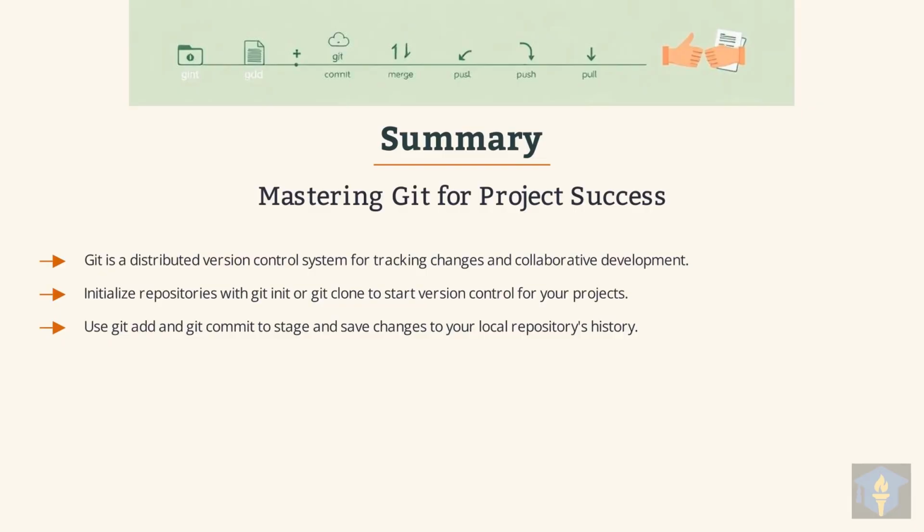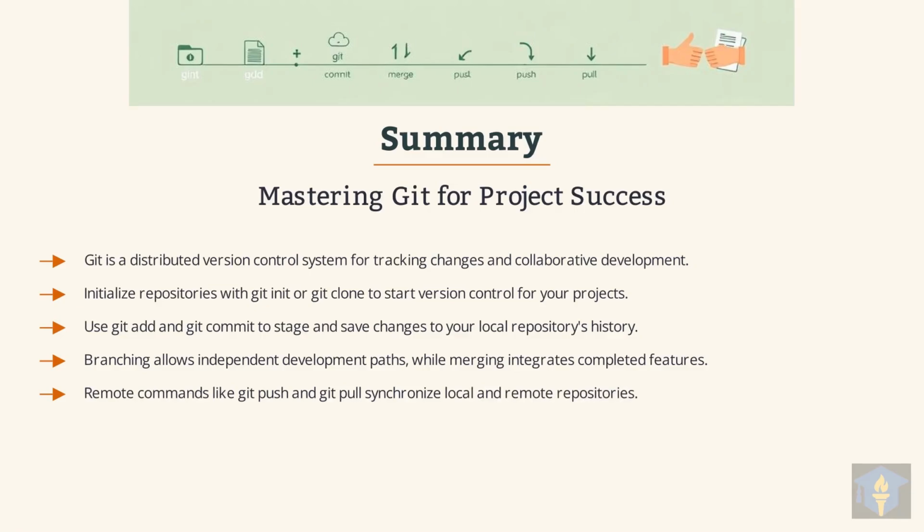You use git add to stage changes and git commit to save them into your local repository's history. Branching enables independent development paths, and merging then integrates those completed features back together. Remote commands such as git push and git pull are crucial for synchronizing your local and remote repositories. For effective collaboration, always ensure clear commit messages, frequent synchronization, and proper use of pull requests.